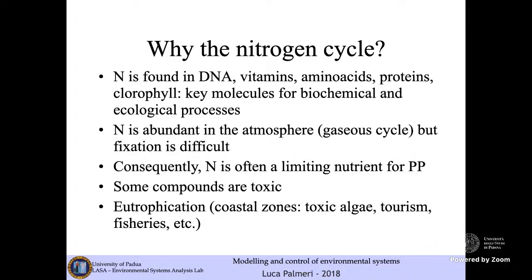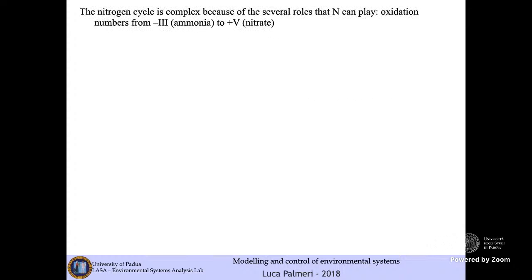Nitrogen is fundamental for studying processes that may be dystrophic, like eutrophication. That is a relevant process to be studied, for example, in coastal zones, in order to avoid toxic algal blooms or in order to protect or foster tourism, fisheries, and so on.